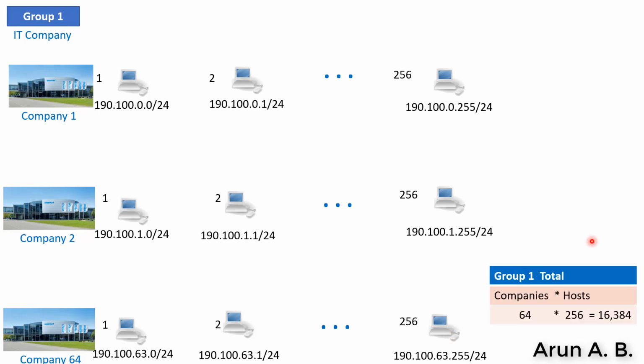So in this one you can see there are a total of 64 companies, right? And in each company we have a total of 256 hosts. Therefore, the number of total IP addresses assigned for group 1 will be the product of these two values. That will give us around 16,384 IP addresses. So these are the IP addresses assigned in group 1. So let us move on to the next group.